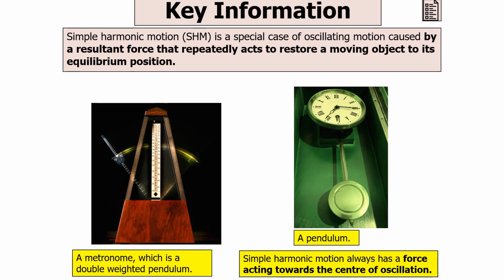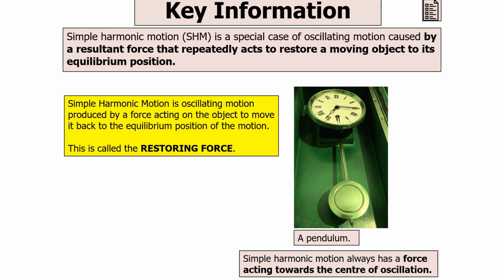So, for example, a metronome, which is a doubly weighted pendulum, and a pendulum have simple harmonic motion because there is always a force acting towards the centre of oscillation. So, as we've said, simple harmonic motion is the oscillating motion produced by a force acting on the object to move it back to the equilibrium position of the motion, and this is called the restoring force.